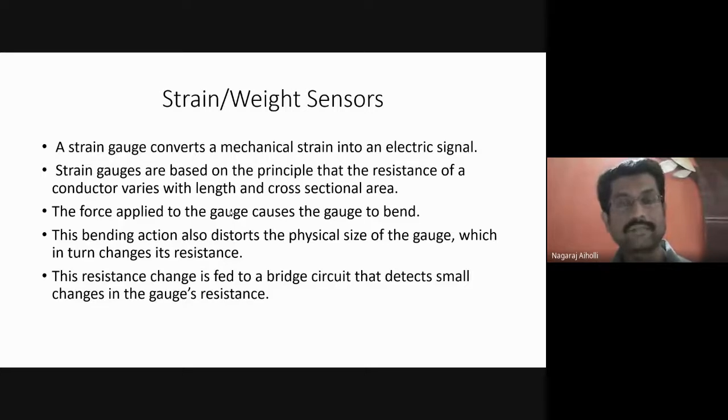It's an electrical circuit. Bridge doesn't mean here a bridge in the general sense. Here, bridge means an electrical circuit. It's an electrical circuit consisting of four resistors, arranged in the form of a diamond shape.